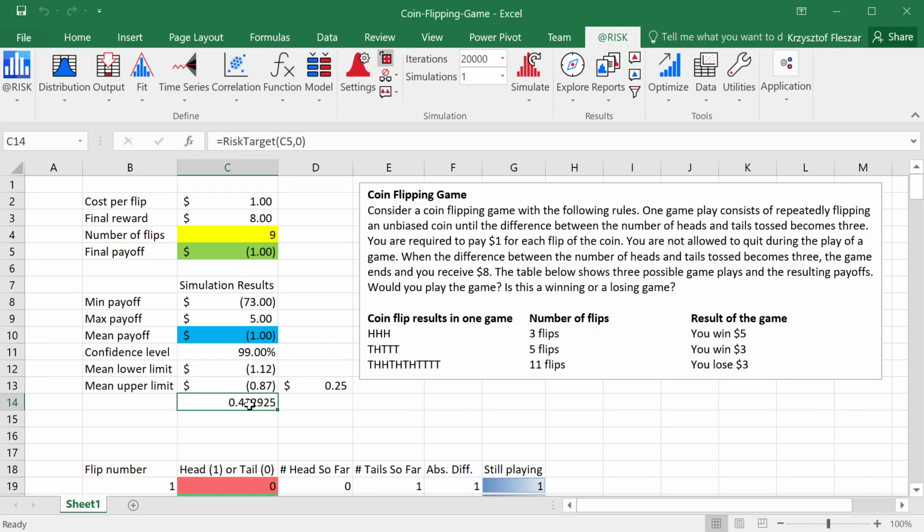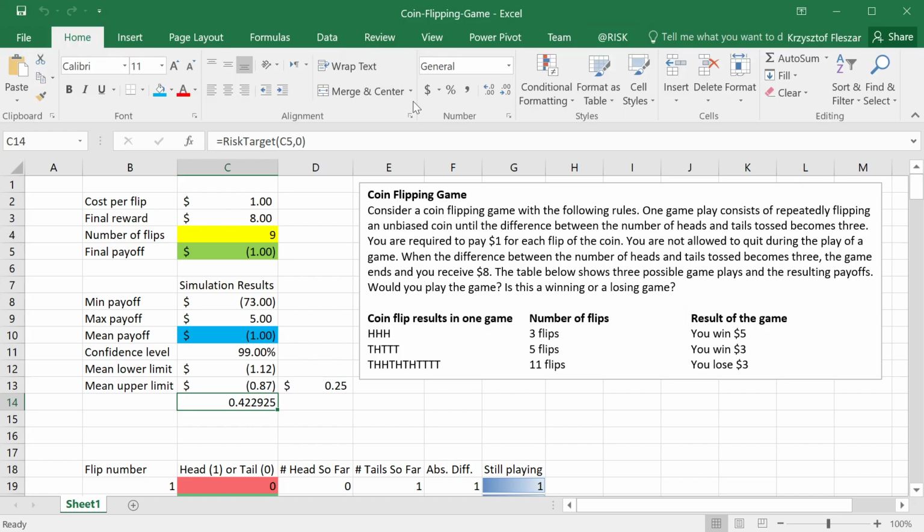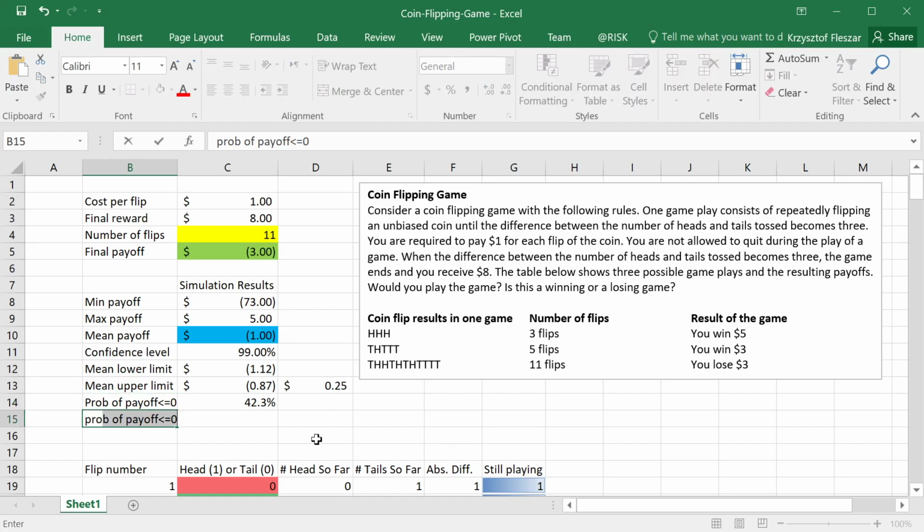If I calculate this and convert it to a percentage, this gives me 42.3%. This is the probability of payoff less than 0, or less than or equal to 0. I can also do the probability of payoff greater than 0, and of course I can do 1 minus this.